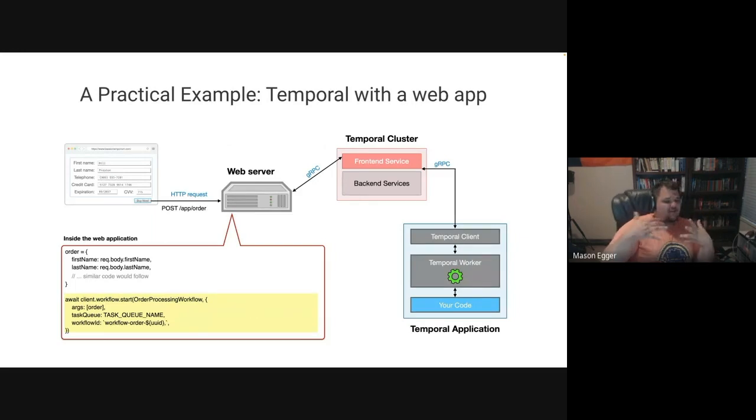So here's a more practical example. I apologize for the TypeScript. I couldn't find the slide to fix this. So basically, you have an HTTP request that comes in, say, from a web form or something, that goes to a web server, and then that server communicates across gRPC to the Temporal cluster, and the Temporal cluster communicates down to the Temporal client.